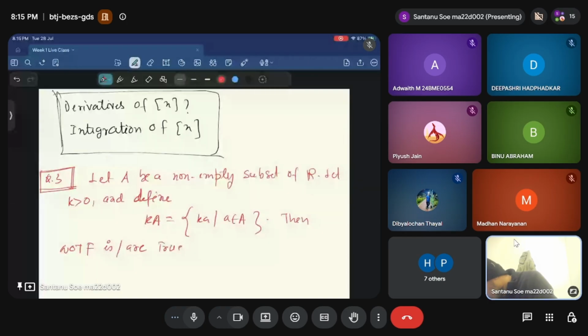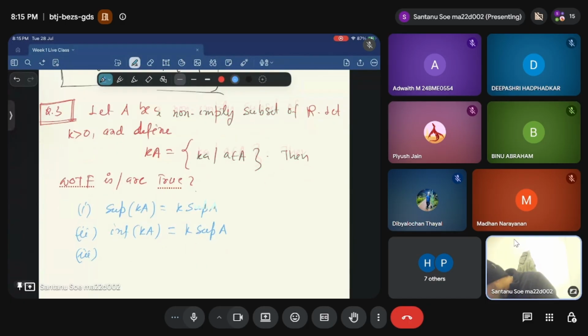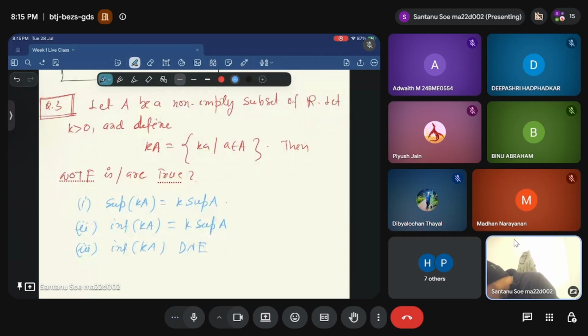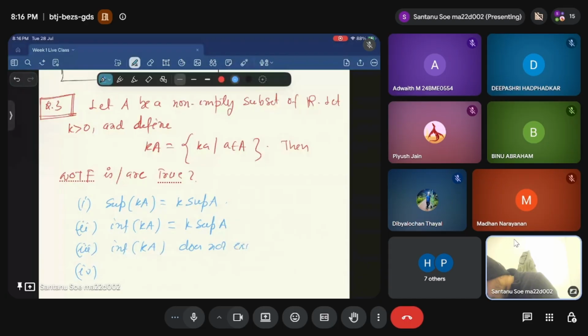Okay, so the first option is supremum of kA is k sup of A. The second: infimum of kA is k sup of A. The third: infimum of kA does not exist. And then supremum of kA does not exist. So the short form for does not exist is DNE.